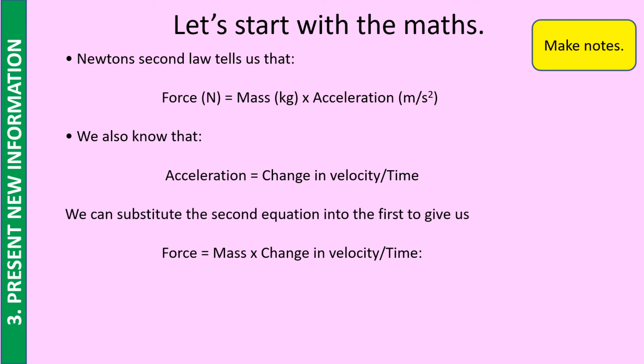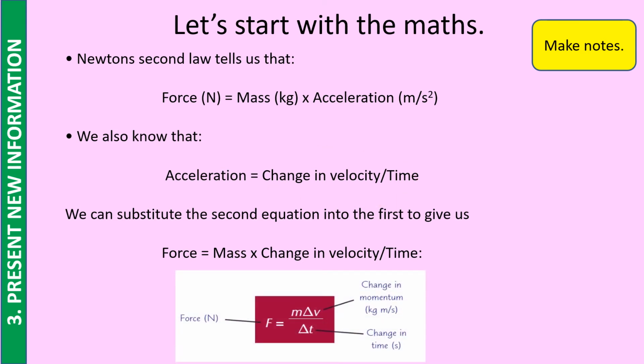Force equals the mass times change in velocity divided by time. And we often write this like this: force equals m delta v divided by delta t. So the force equals a mass times the change in velocity divided by the change in time. Or another way of phrasing it is force equals the change in momentum divided by the time taken for that change in momentum. Now, you don't have to learn this equation because it is given to you on the equation sheet, but you do have to know how to apply it.